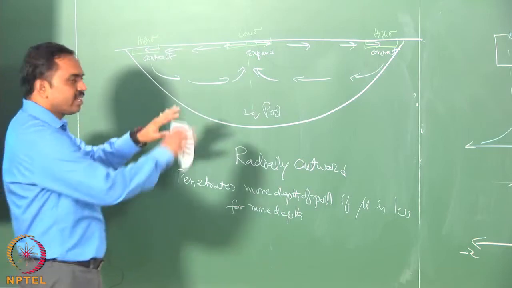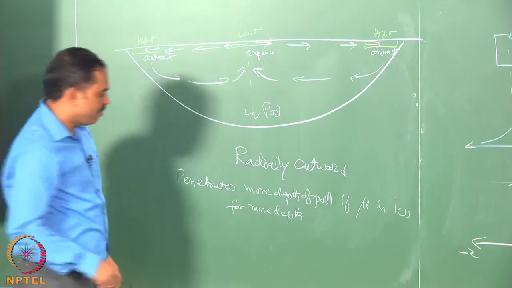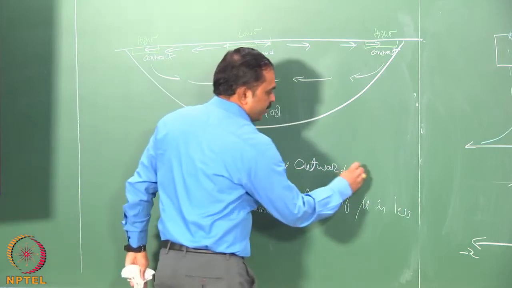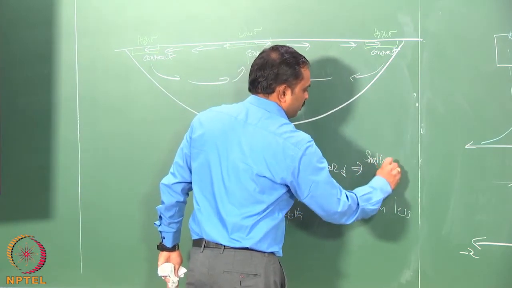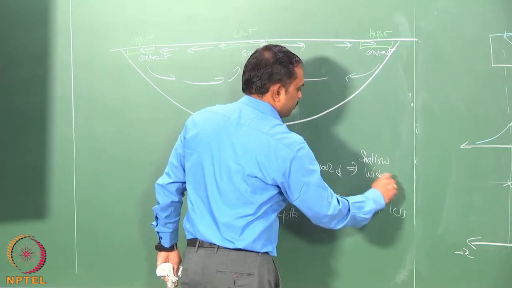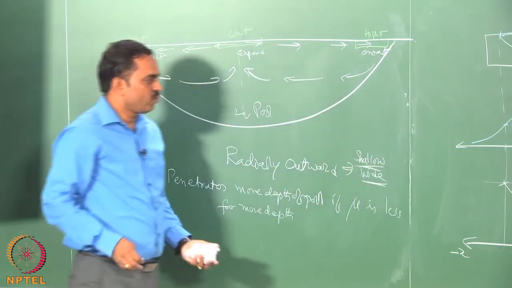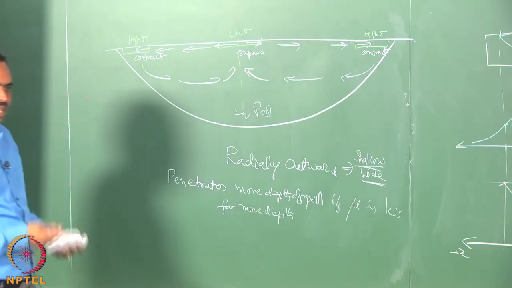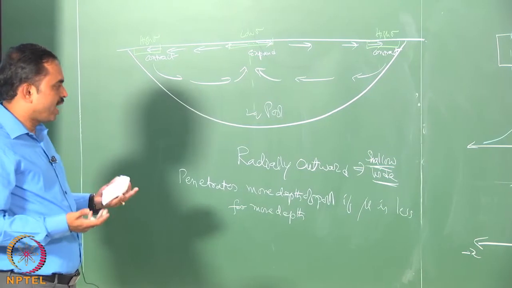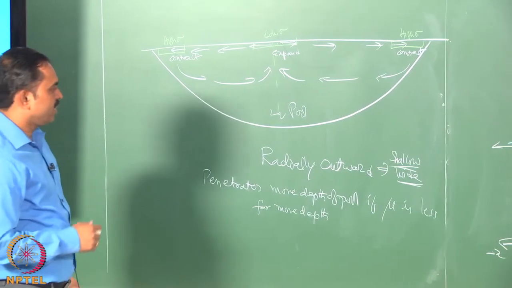Either way it is basically radially outward, and what does it mean by saying radially outward? It means that it would actually make the pool shallow and wide. Okay, so that is how it will be affected. So, Marangoni convection essentially leads to a melt pool which is shallow and wide.